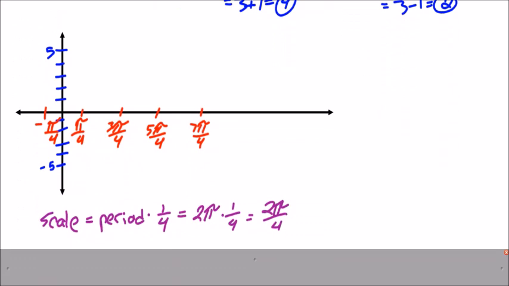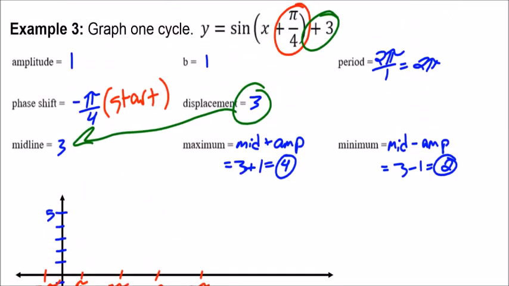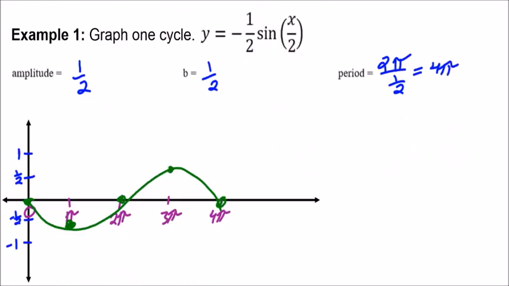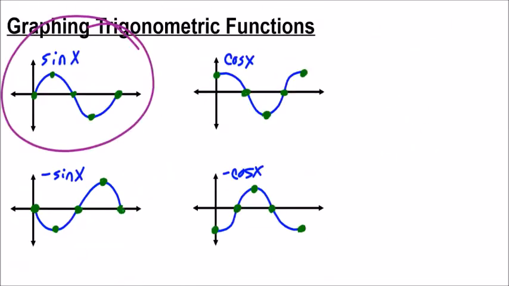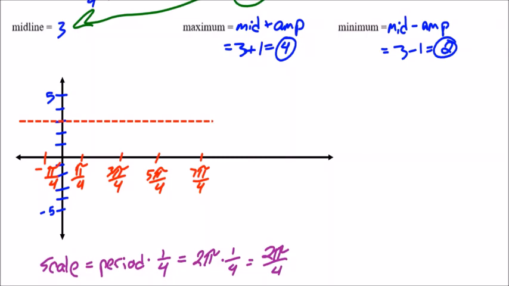So now that we have it labeled, now this is the easy part. We can just draw our function. This is a sine wave. So it's going to look like our sine wave here, where we're going to start at our central axis. We're going to start at the midline, which I'm going to fill in right now. The midline is at 3. I'm going to draw that in.